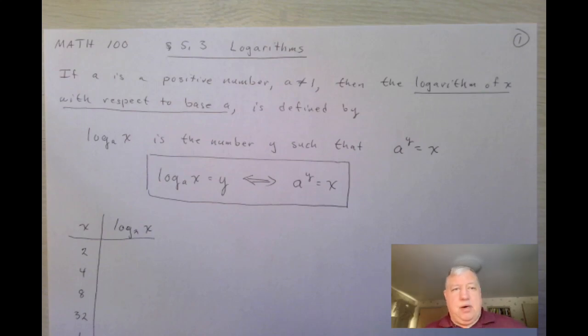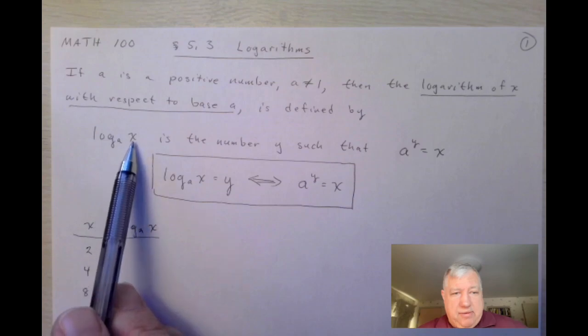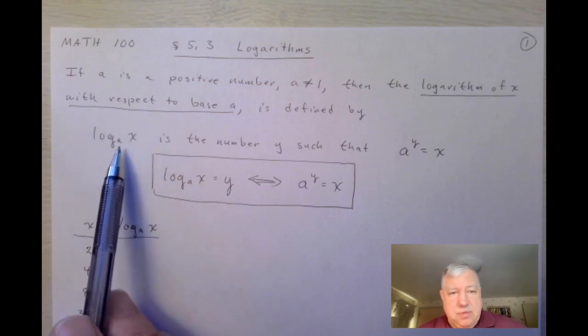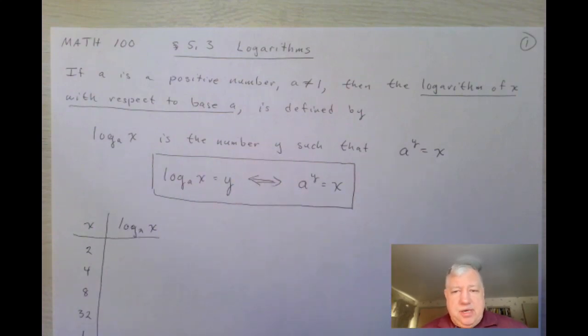So here's the definition. If a is a positive number not equal to 1, then the logarithm of x with respect to base a is defined by the following. So we have this whole thing, this log sub a of x. This whole thing is one number, and it's the number y such that a to the y equals x. It's the number that you need to raise a to get x.